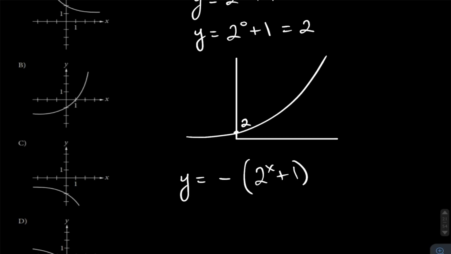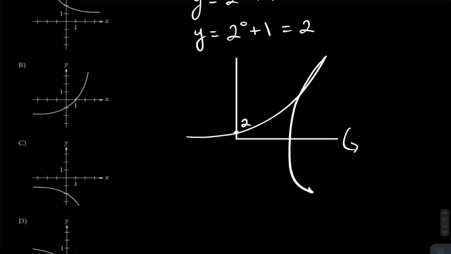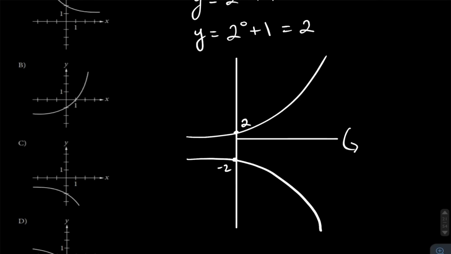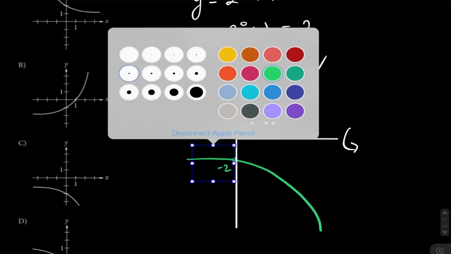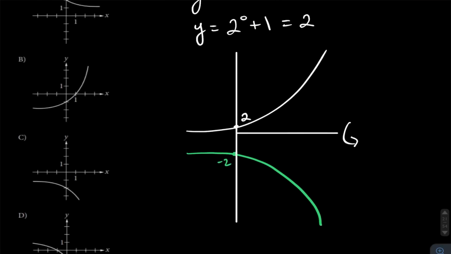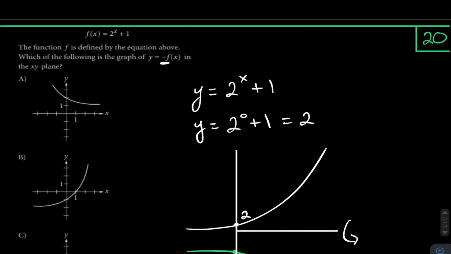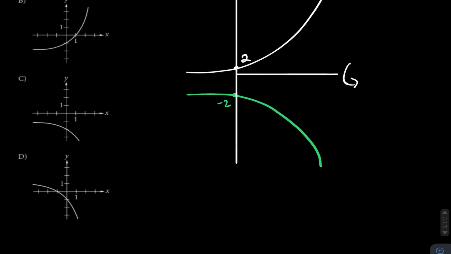And so imagine this thing getting just flipped about the x-axis. It will now look like this, and it will have a y-intercept of negative 2. And so I'll make that green, I think the section is green, if I'm right. Yes. That's going to be our new graph. All you have to know is that just the negative will flip it about the x-axis. And so that's going to be choice C.